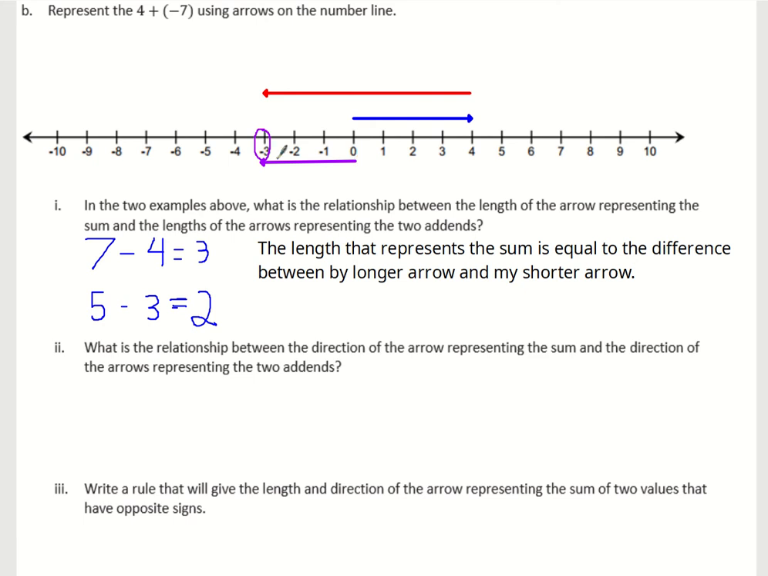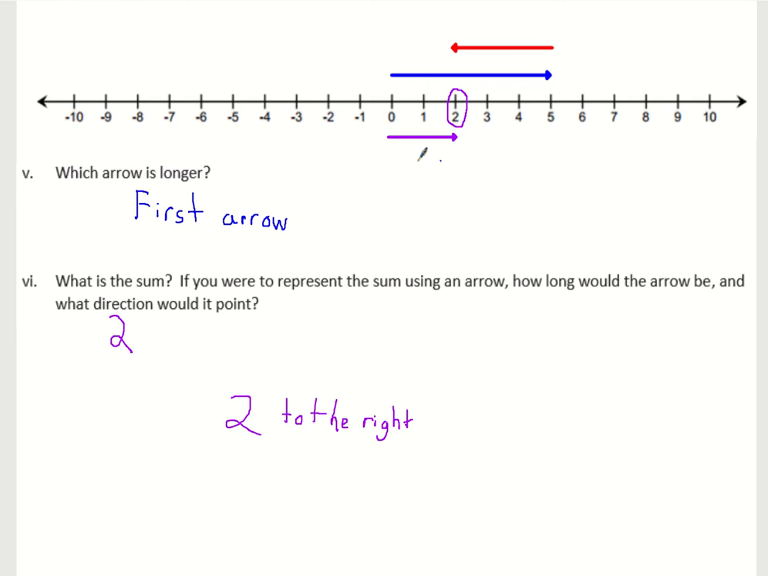So, well, my sum is pointing to the left here, and one of my two arrows is pointing to the left. Which one of these? Okay, well, it's the one that's 7. Okay, let's see if there's anything similar between the one that we did before.